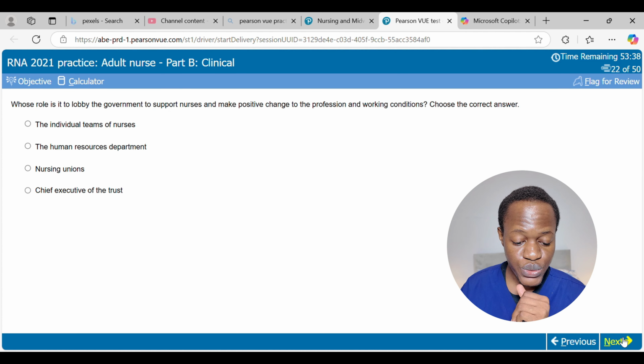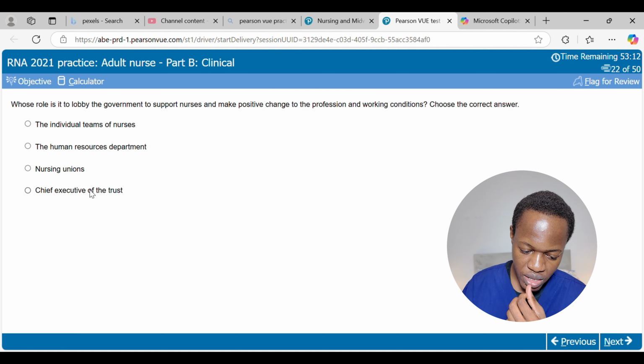Our next question says, whose role is it to lobby the government to support nurses and make positive change to the profession and working conditions? This one is obviously the nursing unions, but then I don't know about the hospitals in the UK, how they are, but I hope I'm right.